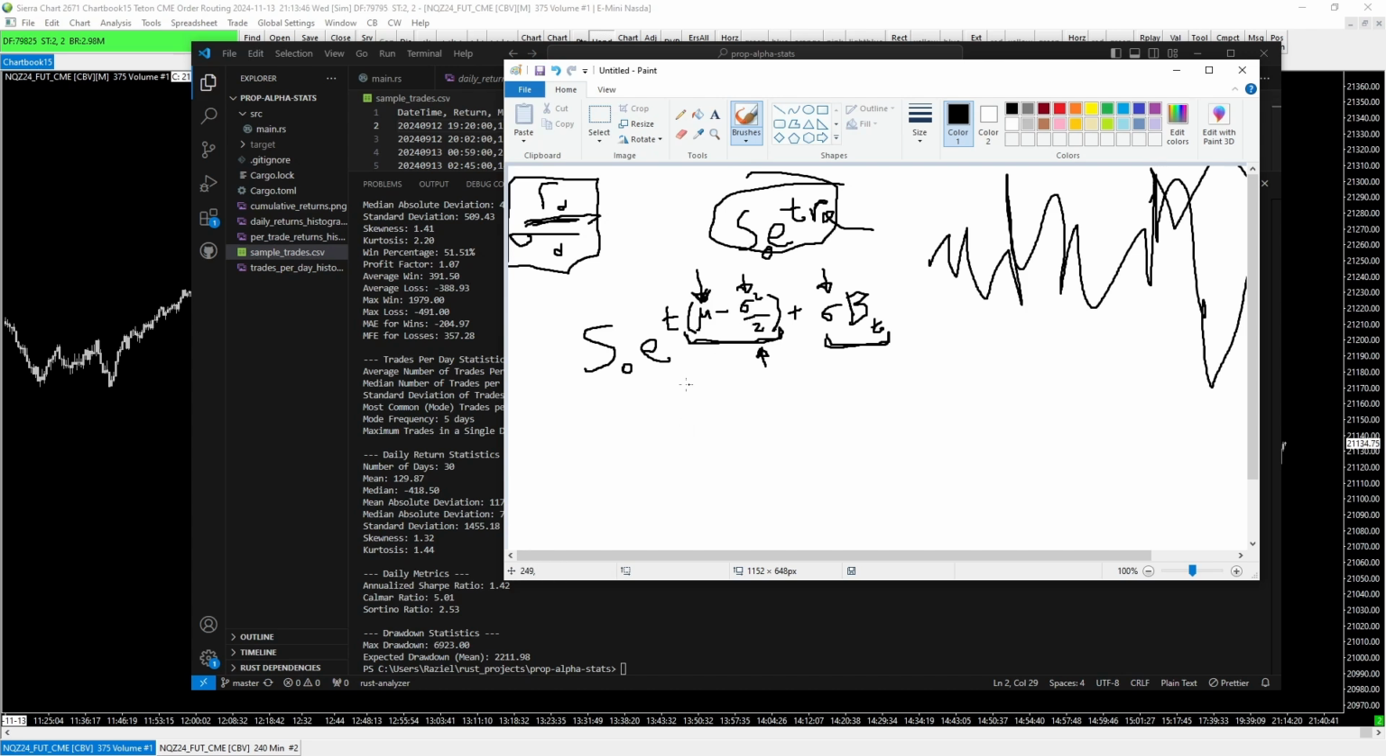return. So the idea here is you'd say, all right, let's say I found these stats. This is my mean return. This is my volatility. This is how my geometric growth would look if I was able to compound my money in this strategy, based on my Sharpe being mu divided by sigma.